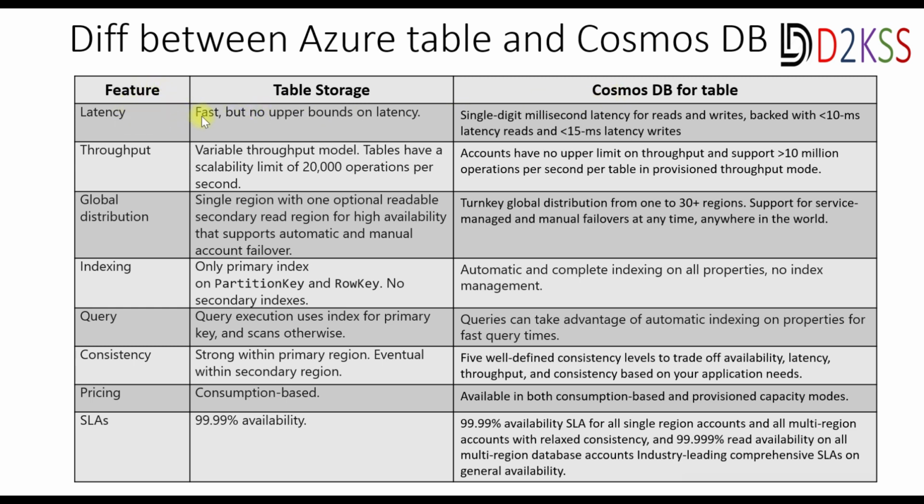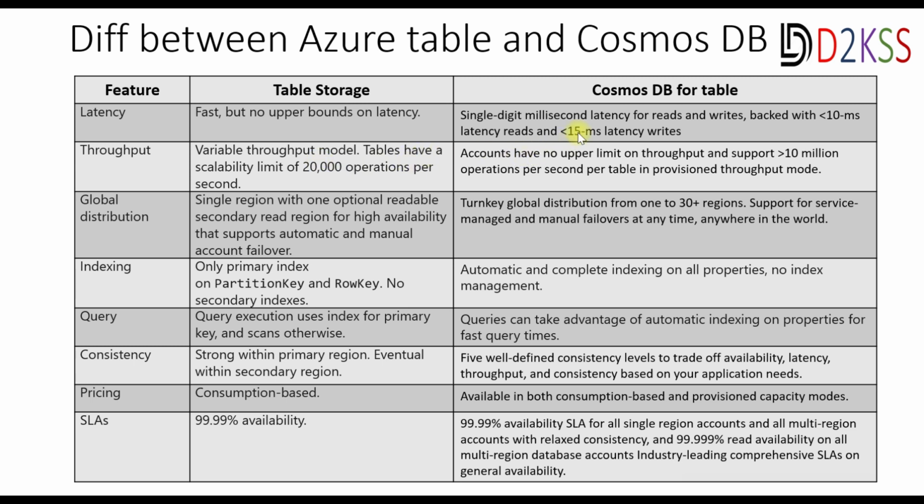Latency. Table storage supports fast latency, but there is no upper bound on latency. Cosmos DB for Table supports less than 10 milliseconds for reads and less than 15 milliseconds for writes. On throughput, table storage supports a maximum of 20,000 operations per second, and that limit applies to one storage account.